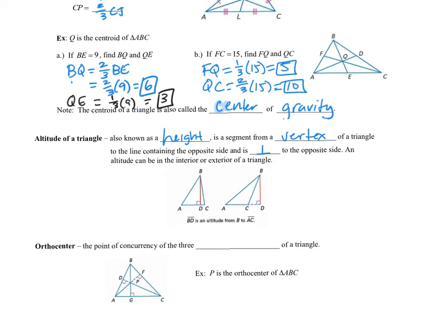Now, an altitude can be in the interior or the exterior of a triangle. So let's take a look at this example. In both of these pictures, segment BD is the altitude from B to the line containing the opposite side. That would be segment or line AC. So in this picture, notice that the altitude is in the interior of the triangle, but in this obtuse triangle, segment BD is in the exterior of the triangle. So that's important to remember, that the altitude can be on the interior or on the exterior of a triangle.